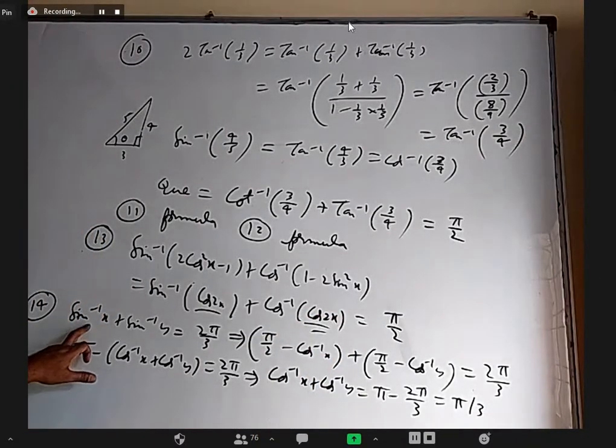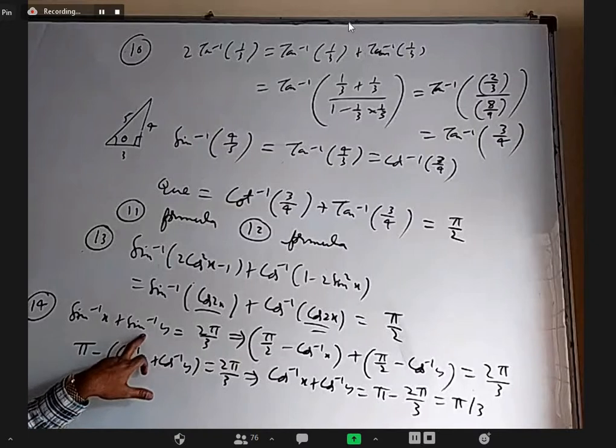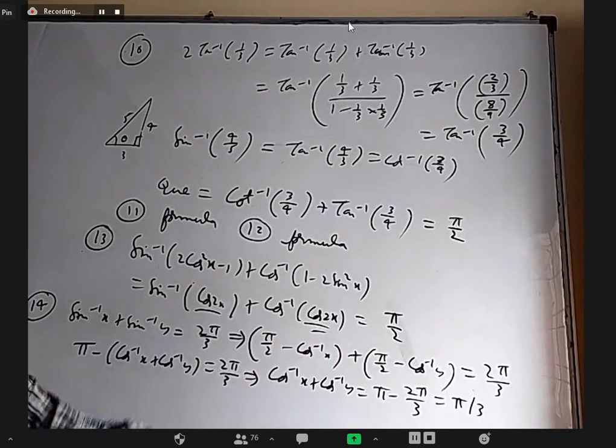Here, sin inverse x plus cos inverse x is pi by 2, so I could replace sin inverse x with pi by 2 minus cos inverse x. Similarly, sin inverse y plus cos inverse y is pi by 2, so I could replace sin inverse y with pi by 2 minus cos inverse y. And then we got this.